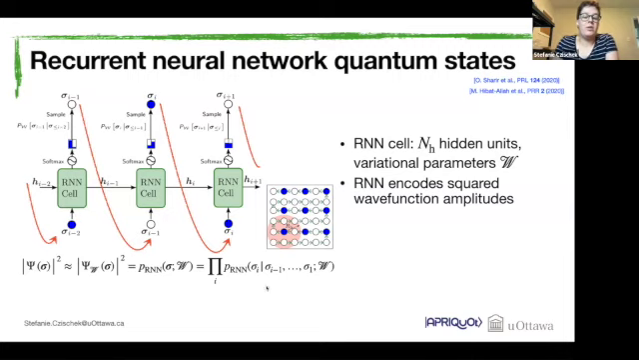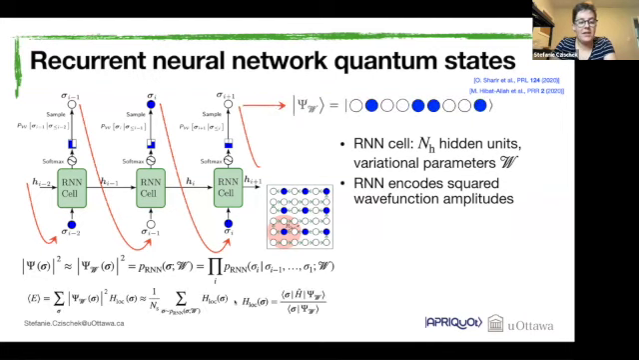And so now what we can do is we can take the product over all these conditional probabilities, which gives us a probability distribution underlying one specific qubit configuration, or basically one specific configuration of the entire sequence. And we can just interpret this as a squared wave function amplitude. And now what we need to do is we need to train our network such that this encoded squared wave function amplitude approximates the amplitude of our target quantum state, or in our case, of our ground state of the Hamiltonian.